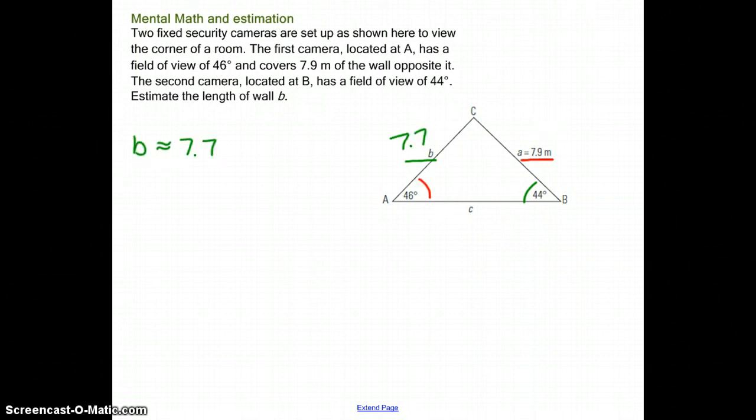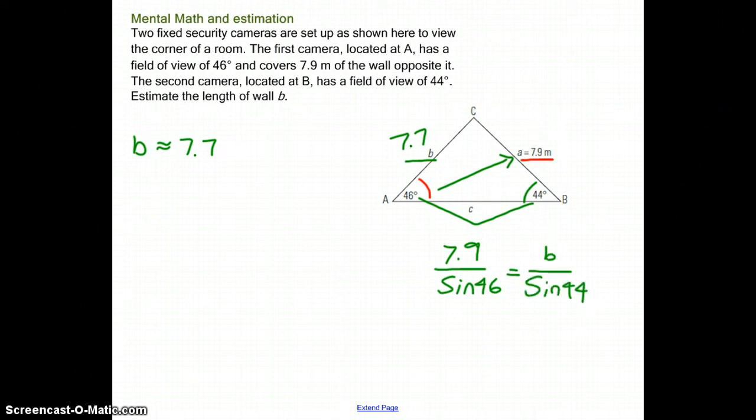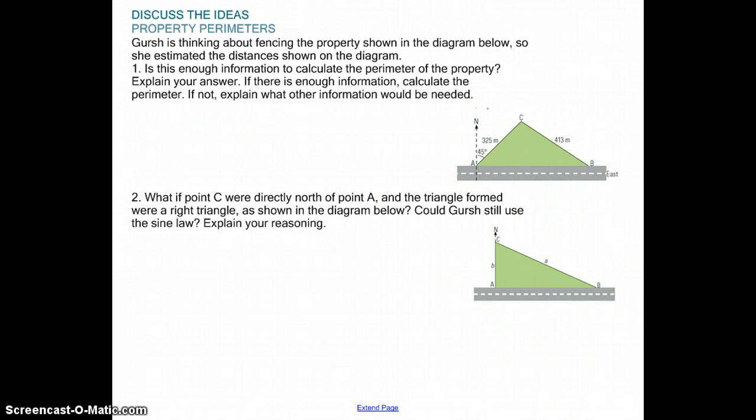So here, note that 46 and 44 are very close to being the same angle, and since this pair set up as 7.9 over sine 46 should be equal to the other pair, which is b over sine 44, we know that a and b should also be very close to the same. However, since 44 is smaller than 46, b should also be smaller than a. So we could take approximately 7.7.